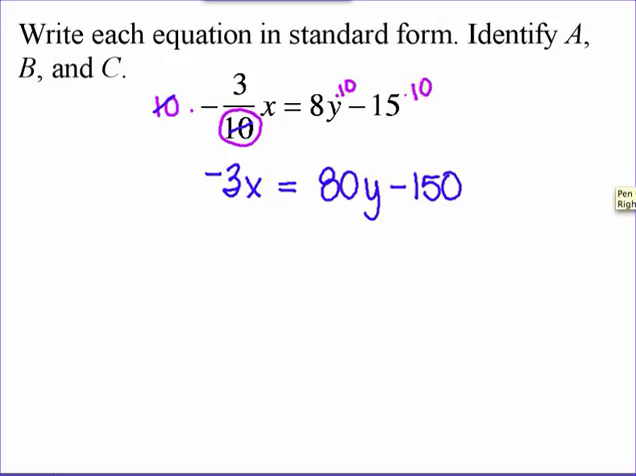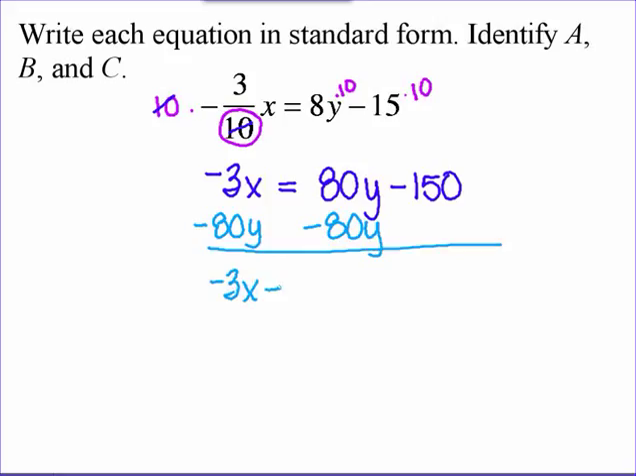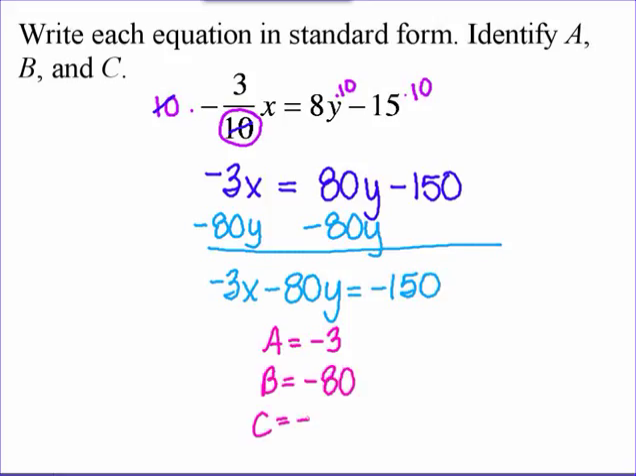This is just like the problem before. So what are you going to do? Minus 80. Yep, subtract 80y from both sides. Because what I'm going to do now with that 80y is move it to the left. So I get negative 3x minus 80y equals negative 150. So now I need to identify. What is A? Negative 3. What is B? Negative 80. What is C? Negative 150.